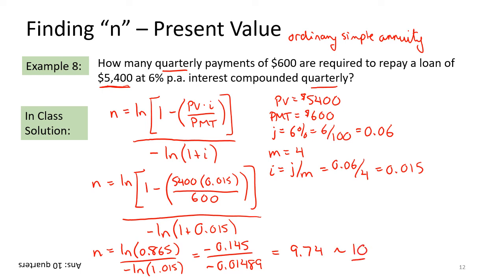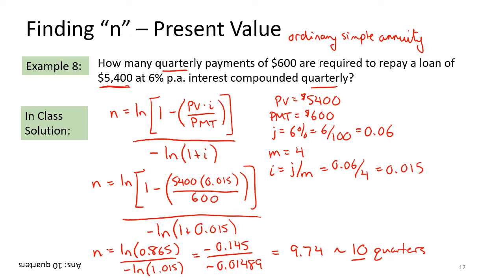Okay, you're always going to round these up, meaning you have to do an additional payment so that it will account for the additional payment. You can't have a partial payment, right? And if you round down, it means you'll be a little bit short on paying back the loan. If you round up, then it's an additional quarter to have it paid back. So that means it's 10 quarters.